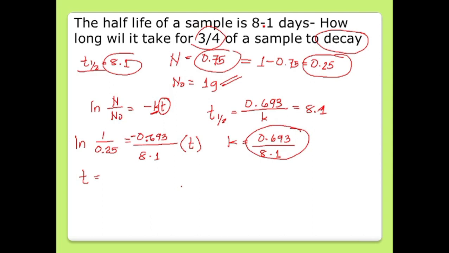Ano ang value ng T natin, Mamanaw? Mamanaw, is Mamanaw with us? 16.2, ma'am. 16.2 days.